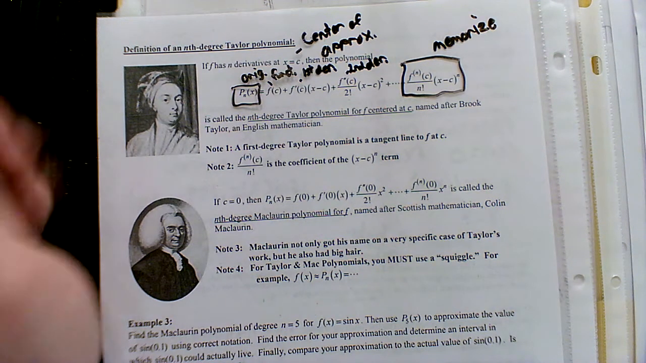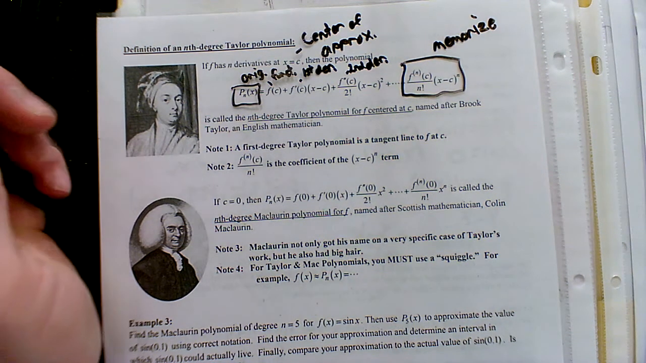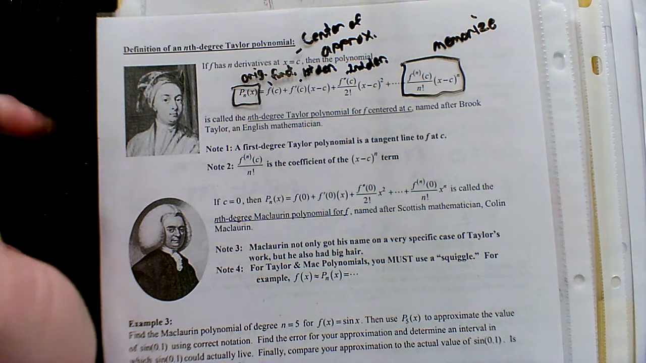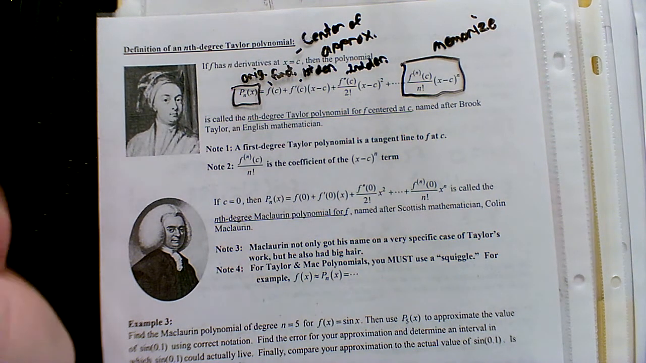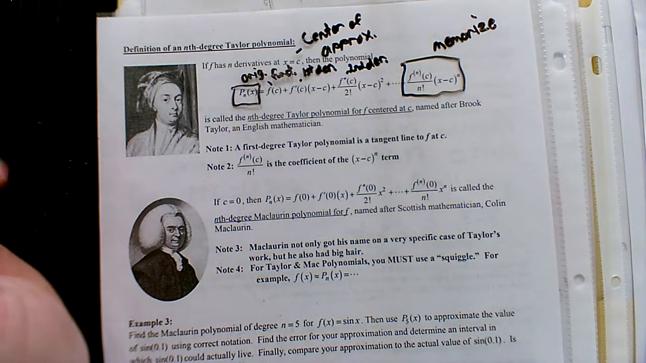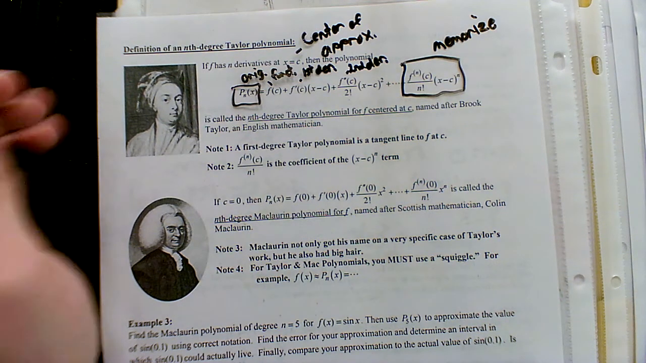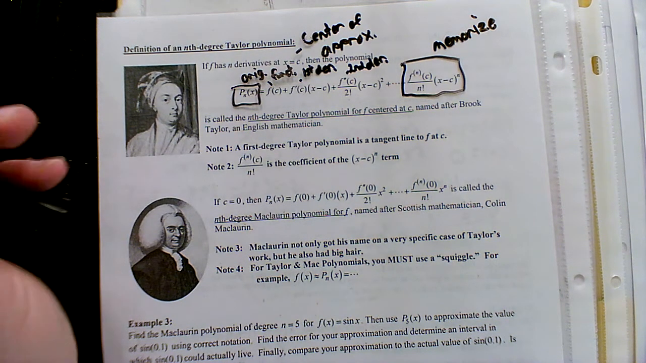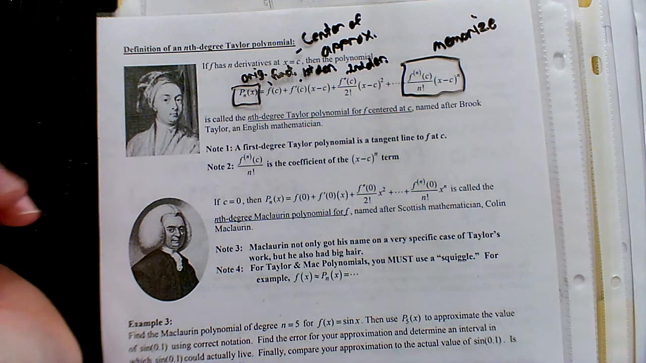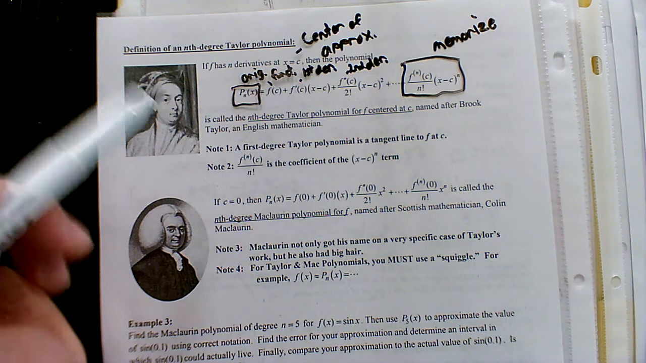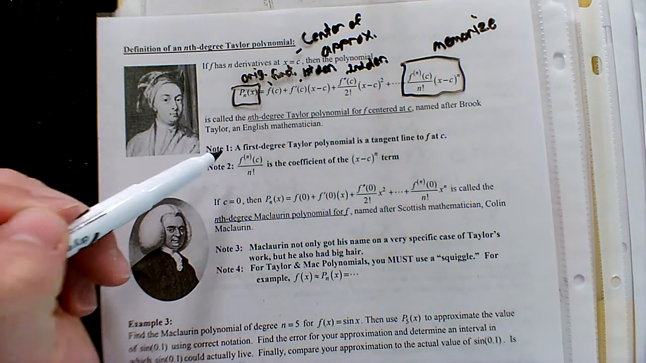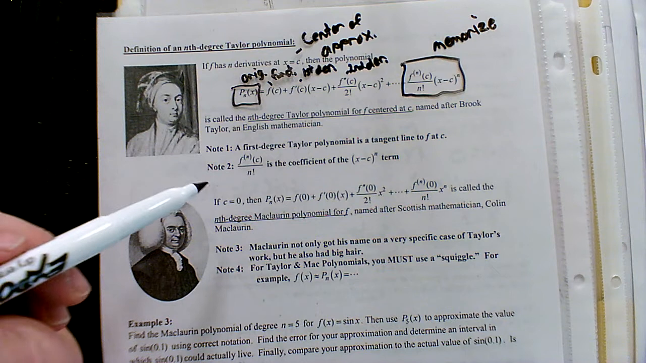Okay, it's called an nth degree Taylor polynomial for f centered at c, and that's named after Brook Taylor, the English mathematician. Alright, so a first degree Taylor polynomial is a tangent line to f at c. So we dealt with that in the first example. In that example, we had y equals x. Well, that's a line, and it was the tangent line at 0. So that was the first degree polynomial.